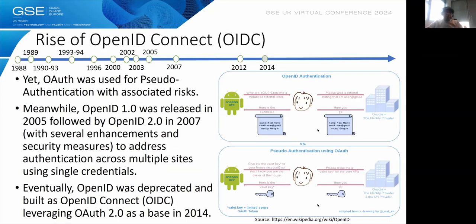And this is where OIDC came into the picture, OpenID Connect. OpenID Connect evolved from OpenID, which was released in 2005. Then OpenID 2.0 came in 2007. Eventually OpenID was deprecated, and OpenID Connect was released, built on top of 2.0 as a base, in 2014. OpenID Connect solved the problem of authorization as well as authentication. How?